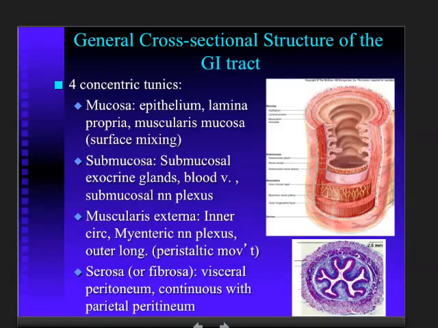All right. So these 4 layers, beginning with the inside. The inside space, by the way, the hollow space, we call it the lumen. That's the lumen. Anytime I refer to the luminal surface, I'm referring to the surface that's facing the lumen. And the first concentric layer or tunic is the mucosa.